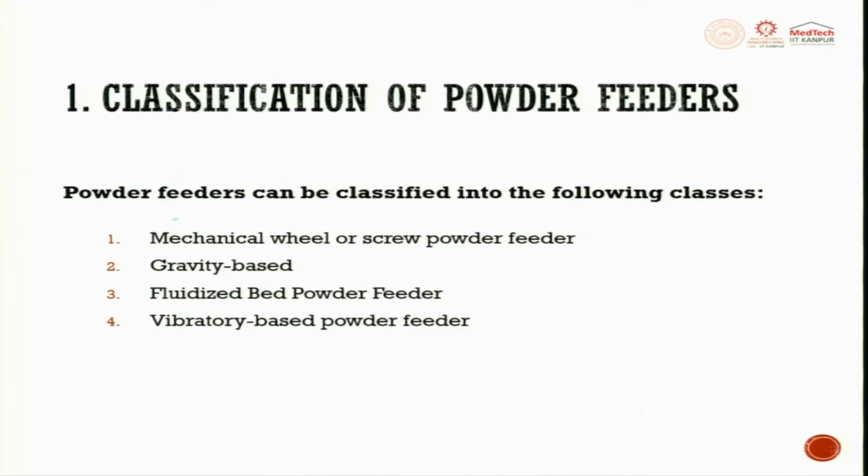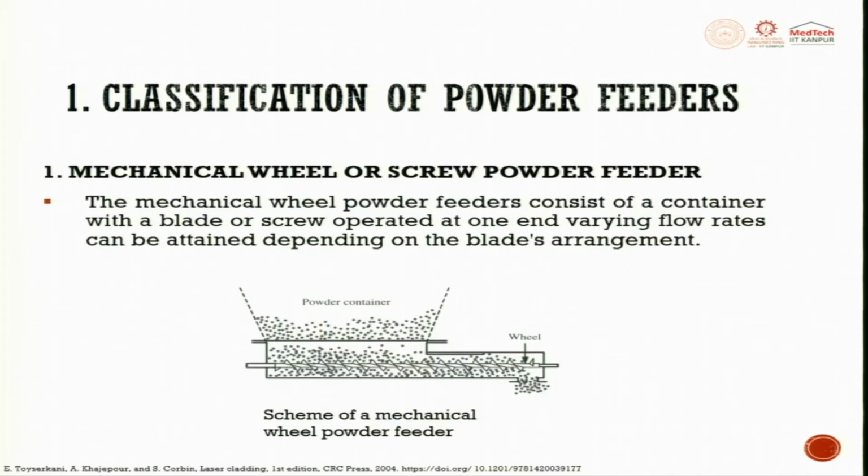When we talk about powder feeder, they are classified into 4. The first one is going to be mechanical wheel or screw powder feeder. The next one is going to be gravity based. The third one is going to be fluidized bed powder feeder. The last one is going to be vibratory based powder feeder. There are many more, but these four are the most commonly used powder feeders in metal additive manufacturing.